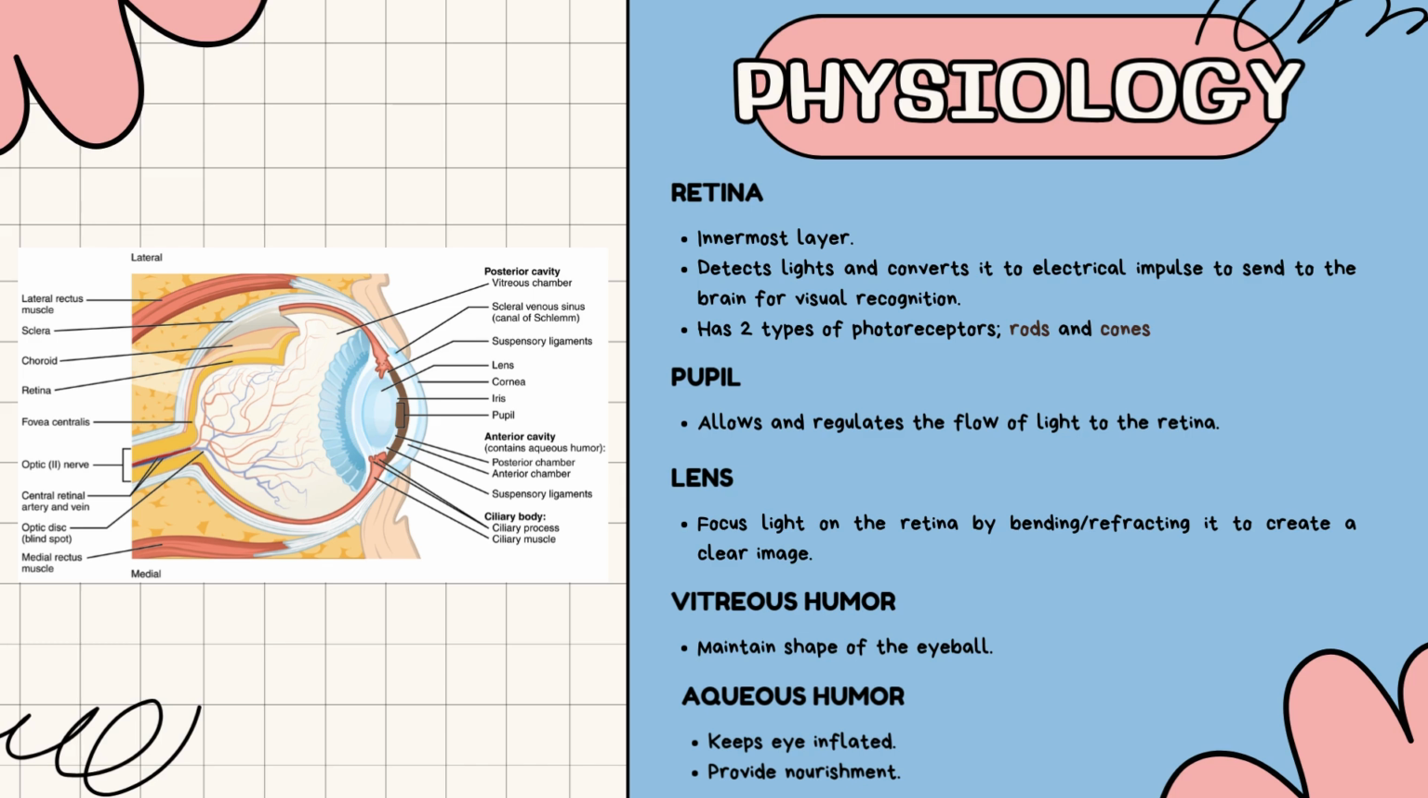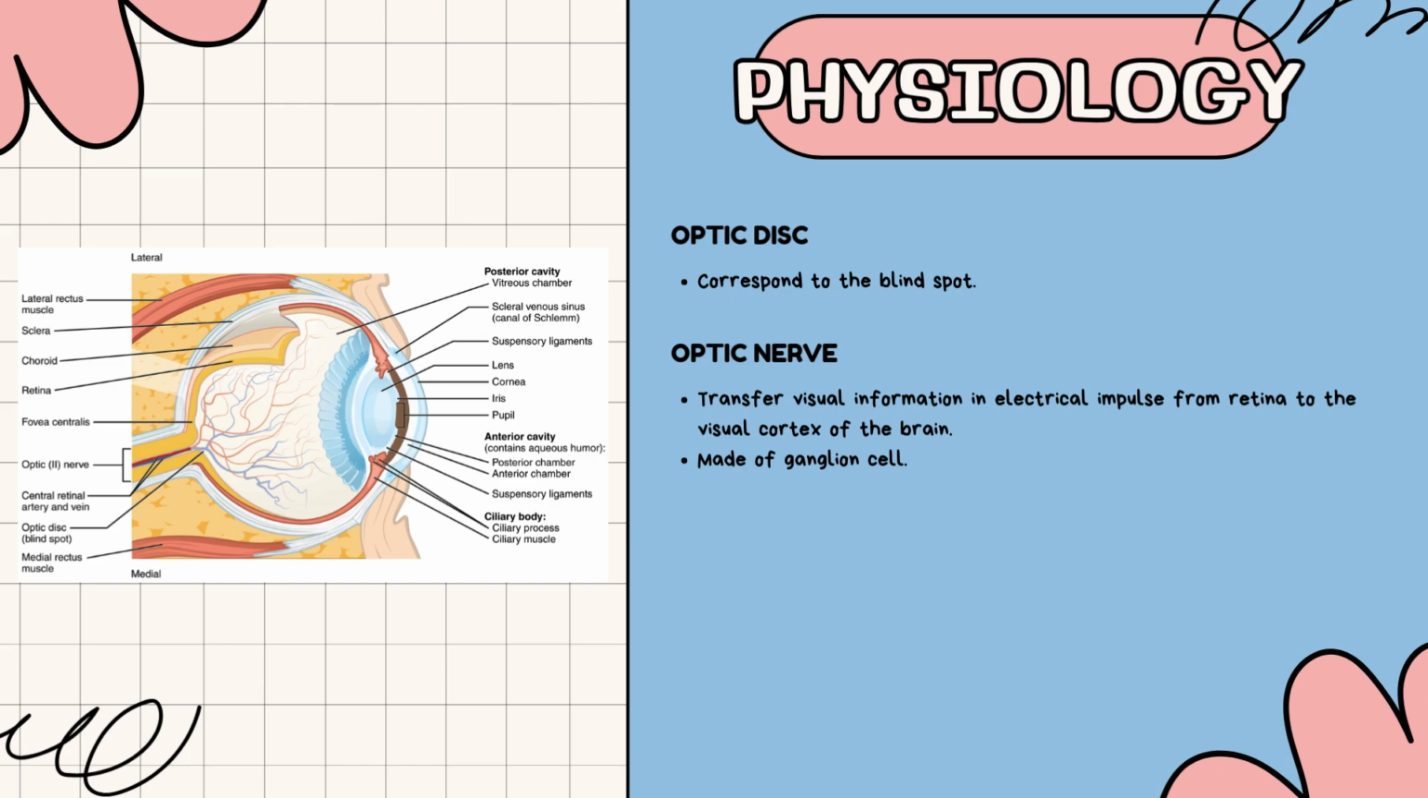As for the posterior part of the eye, there is a vitreous humor, which is a fluid inside the eyeball that's separated from the aqueous humor by the lens. Its main function is to maintain the shape of the eyeball. It also has the optic disc, which is the part where the optic nerve leaves the eye, as well as the part where retinal arteries and retinal veins pass through. The optic nerve can also be found on the posterior part of the eye. Its function is to transfer visual information in electrical impulses from the retina to the visual cortex of the brain. It is made of ganglion cells.